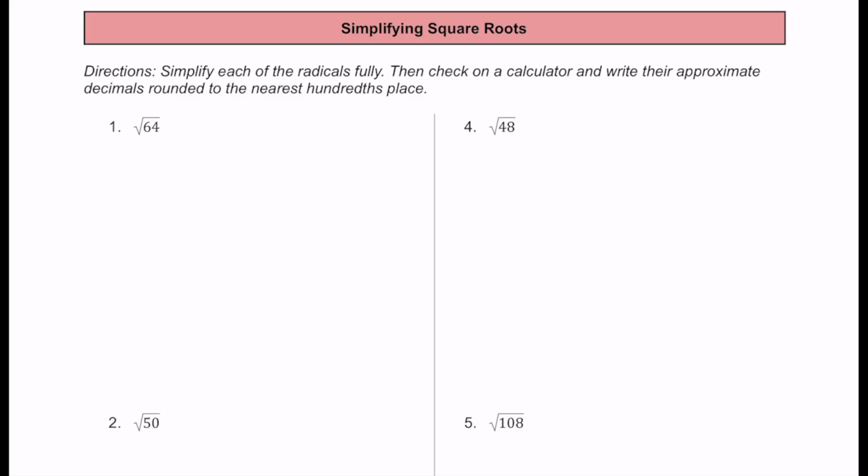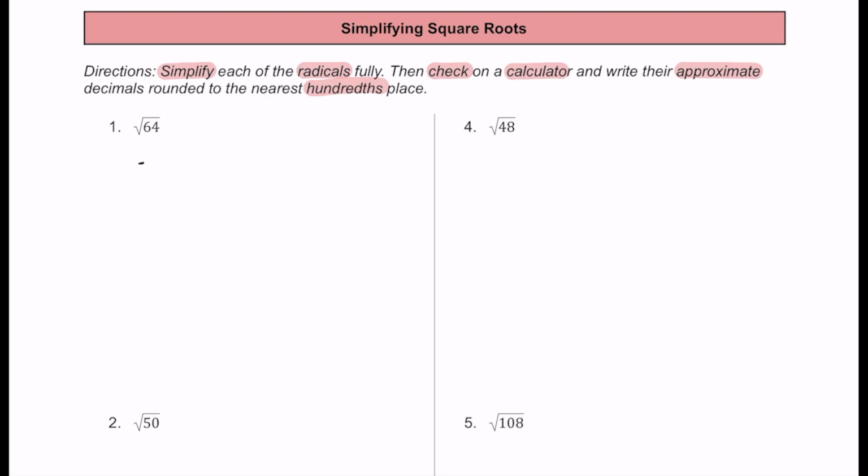Let's practice simplifying square roots together. In each of these practice problems, we're going to simplify each of the radicals fully. Once we simplify, we're going to check to see if our simplified version is the same thing as our original version on a calculator, and we're going to approximate these decimals to the nearest hundredths place, just because they're going to go on forever, so we're just going to approximate.